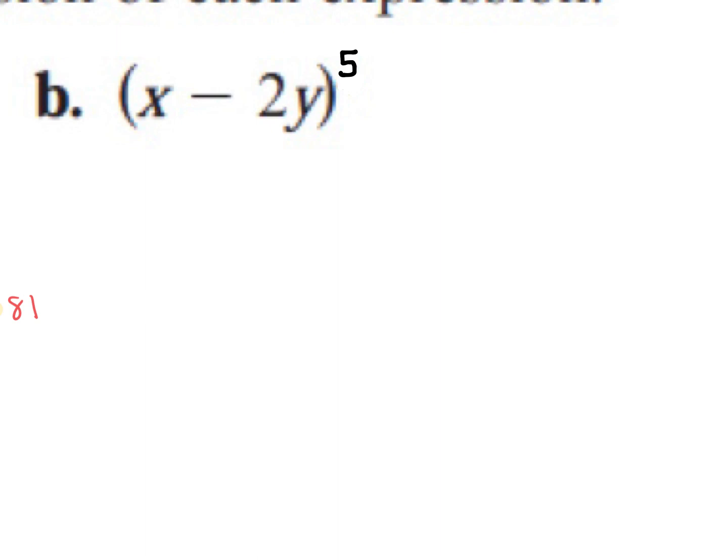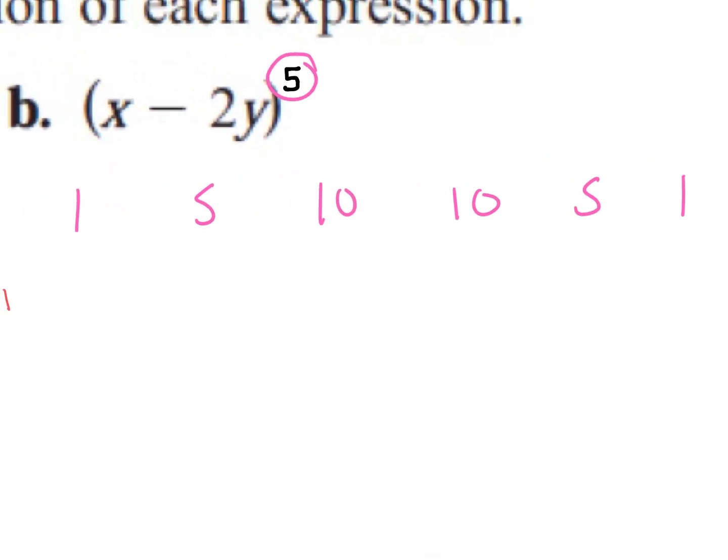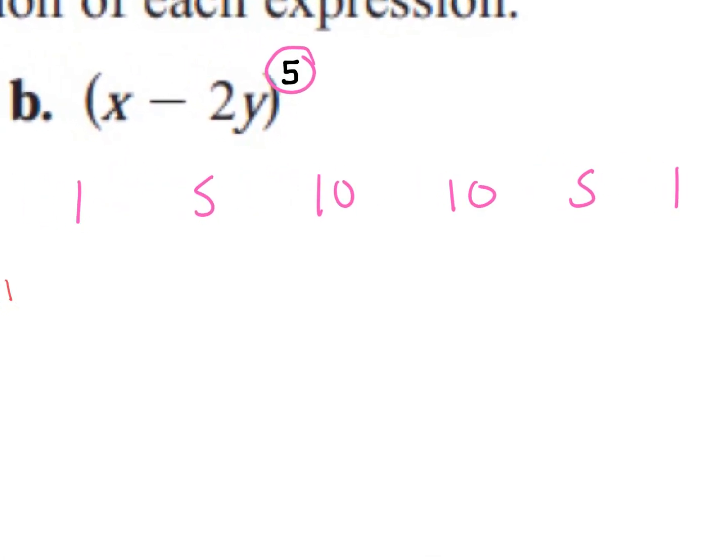So it is x minus 2y to the fifth power. So we're looking at what row in Pascal's triangle? The fifth row. So what are our coefficients in the fifth row? Perfect. 1, 5, 10, 10, 5, 1. And then we start with x to what power? x to the fifth power, then x to the fourth power, x cubed, x squared, x to the first, x to the 0 power.